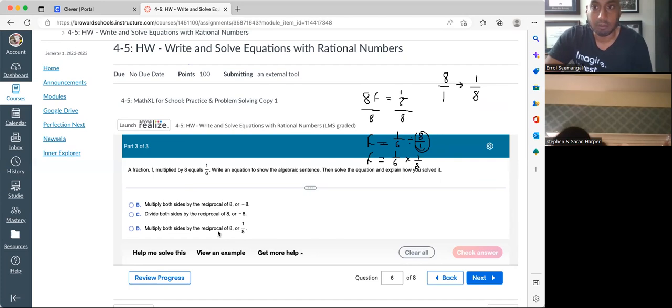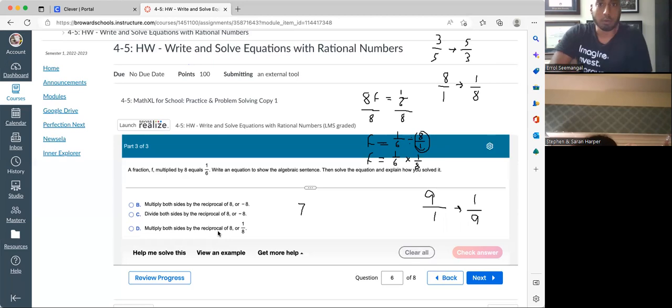Okay, so here's another example. 3 over 5. What's the reciprocal of 3 over 5? Just flip it. 5 over 3. Now, what's the reciprocal of 9 over 1? 1 over 9. Okay, good. What's the reciprocal of 7? Remember, what number's on the bottom here? Oh, 1. Okay, so what's the reciprocal of 7 over 1? 1 over 7. Okay, good.